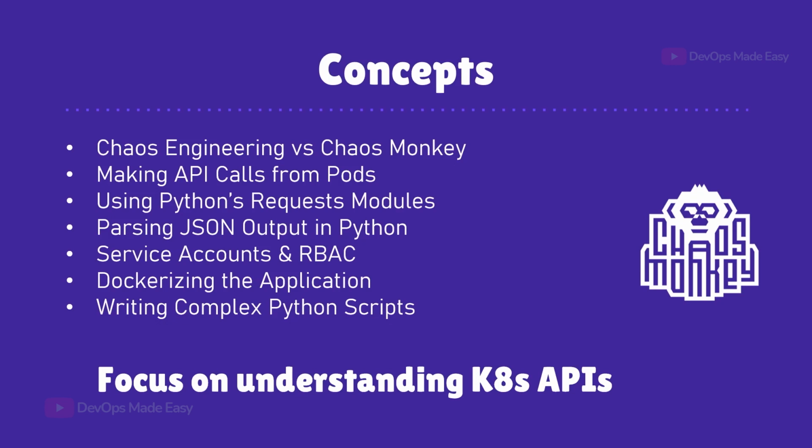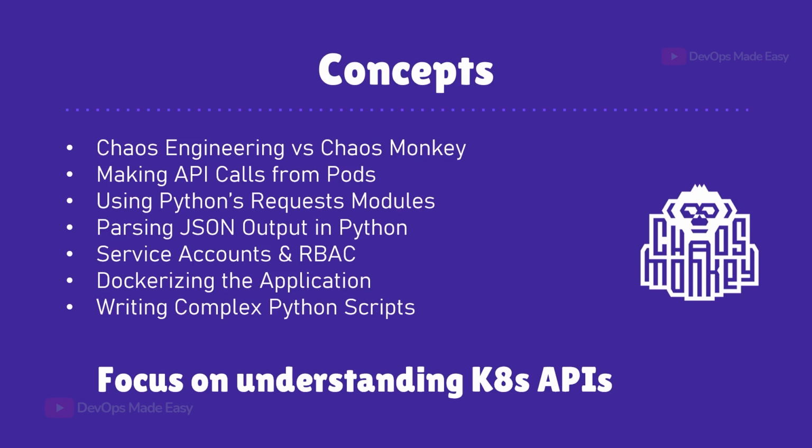And we'll also understand how to parse JSON output in Python, because whenever we make an API call to the Kubernetes API server, we are going to get the response in JSON. So we'll understand how to parse this response. We'll understand what service accounts and role-based access control are, so that the kube-monkey pod that we are going to create will have the necessary authentication and permissions to make any API call.